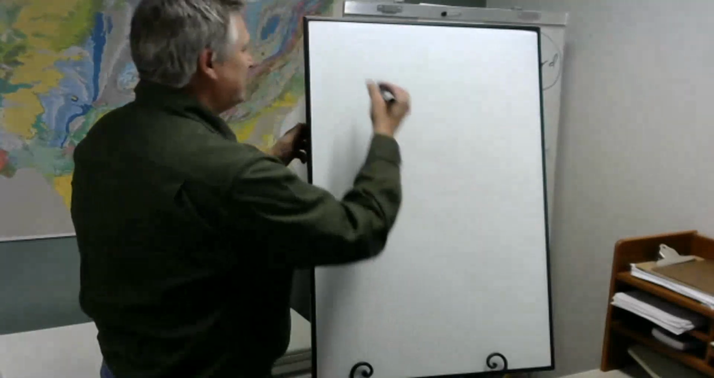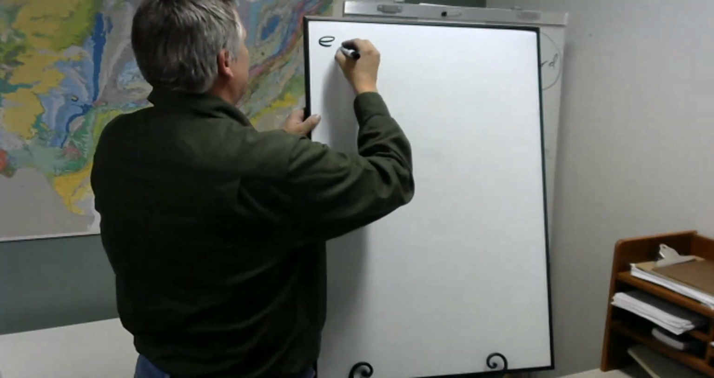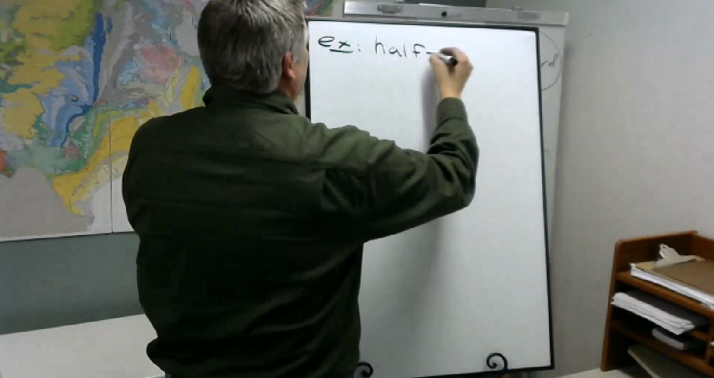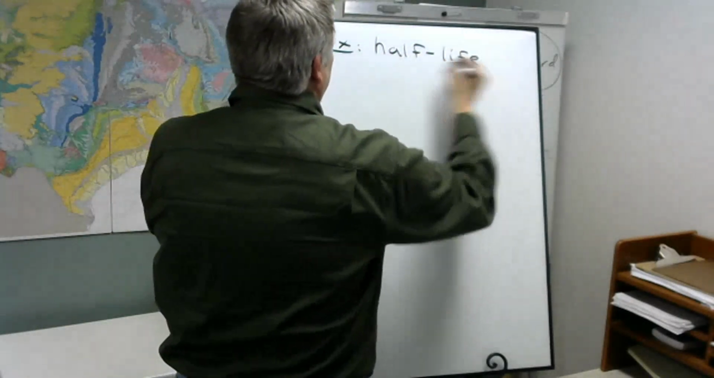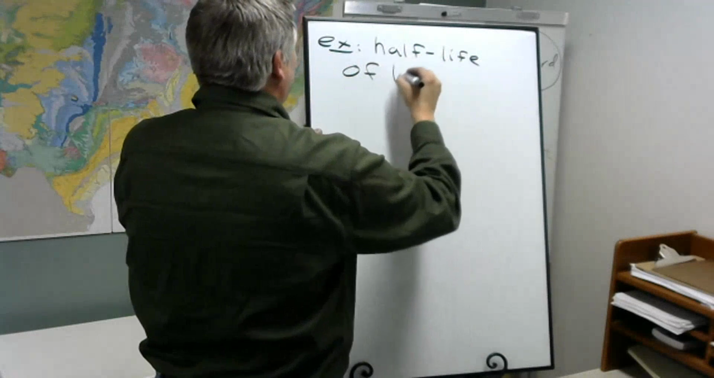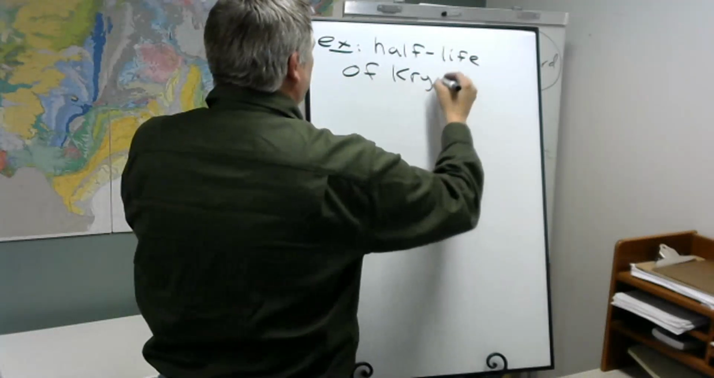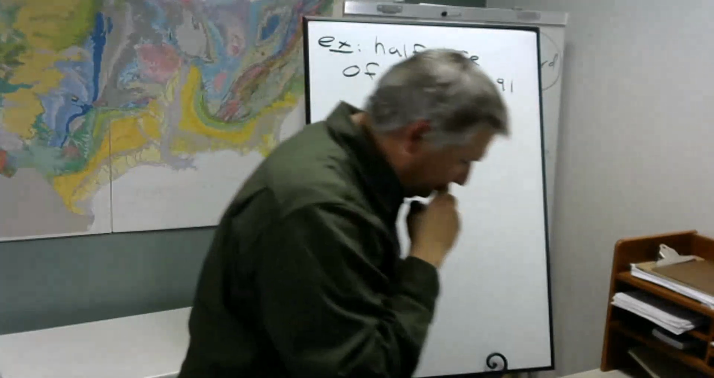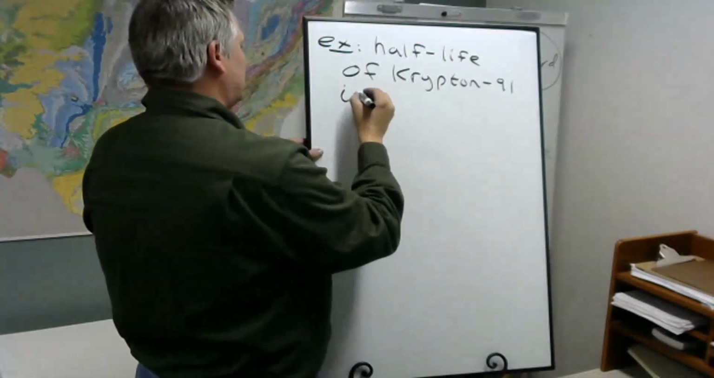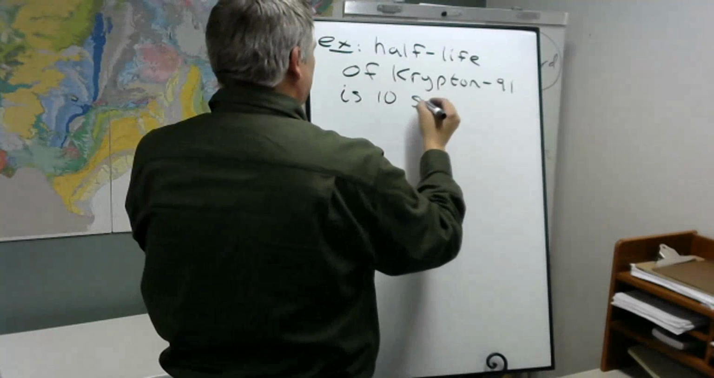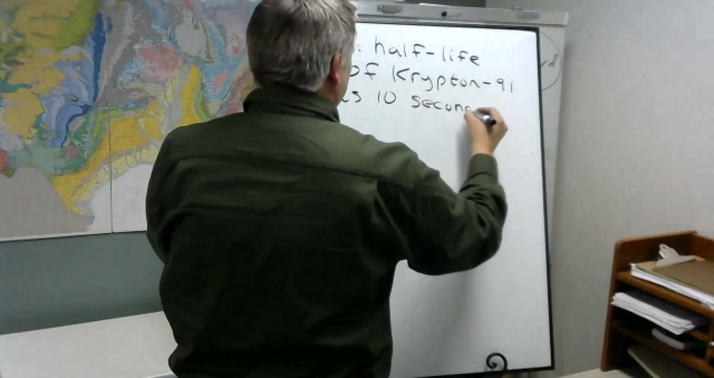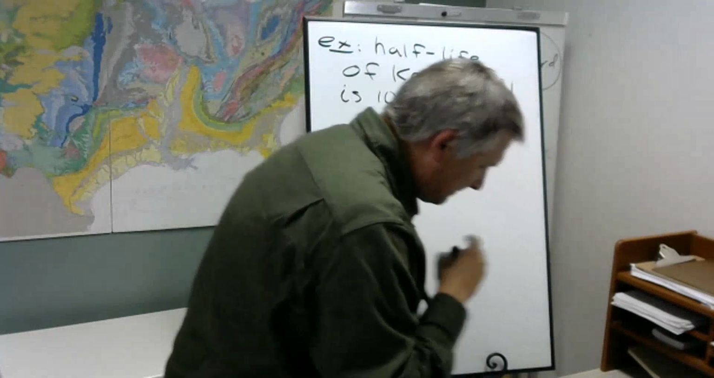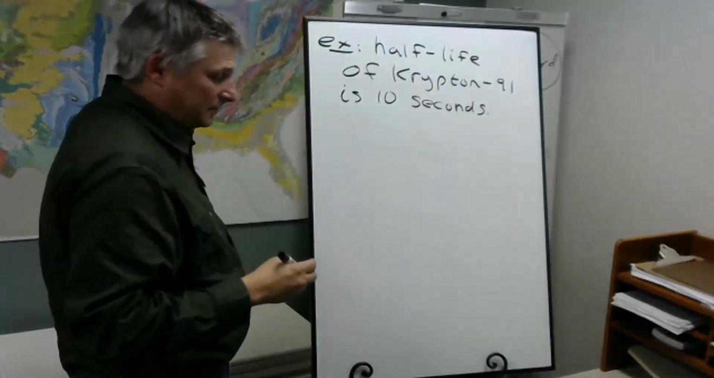So another one with decay. The half-life of krypton 91 is 10 seconds. So that's what they've told us.